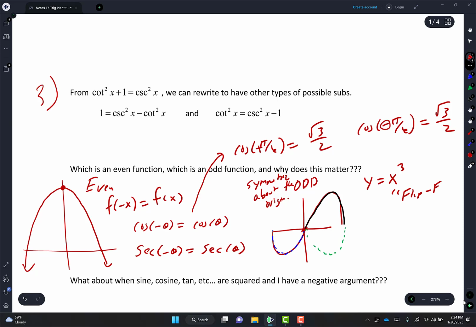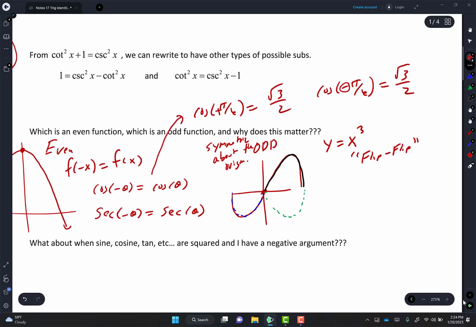Flip. And it works. All right, so here we go. And by the way, because of the flip, it must go through the origin. If it doesn't go through the origin, it is not technically an odd function. You can have odd function behavior, but it's not an odd function if it doesn't go through the origin. Cool or not cool? Cool.